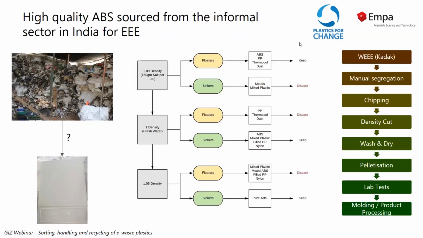And then after a size reduction, a chipping step, we would be going into these density cuts, and we actually have three density cuts to at the end then obtain a pure ABS fraction you see at the bottom here in the flow chart. And after that you go into pelletization, doing the lab tests and really doing the product production. And this is something that has been running as a pilot, and now we will be looking to scaling it up. But it seems to be working the way we have implemented and the way I've shown it to you here.